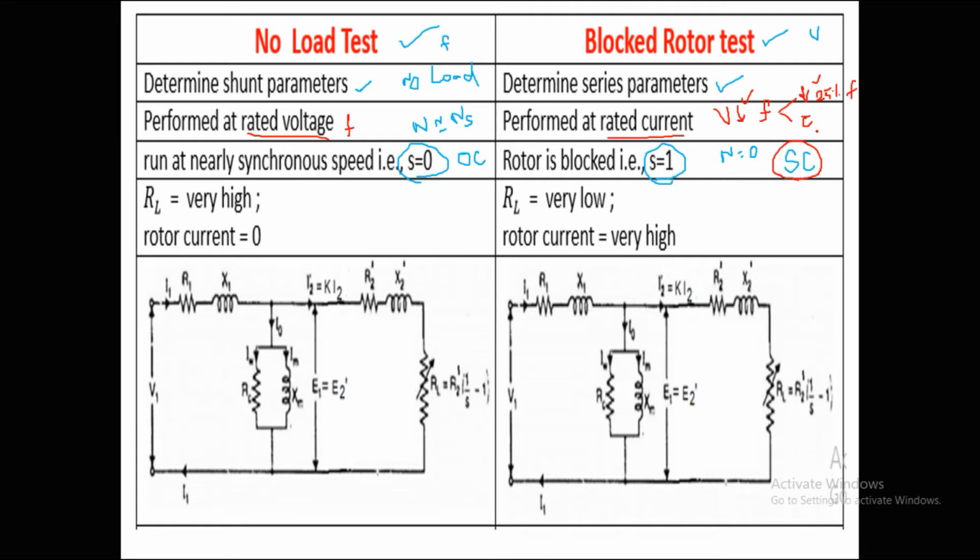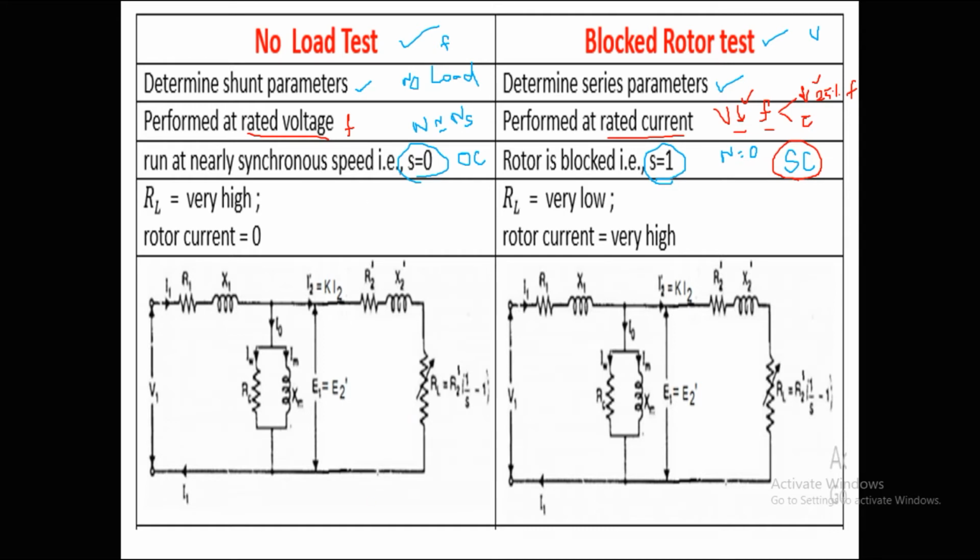Whereas if you are going with a blocked rotor test for a smaller machine, we can have a reduction in voltage and maintain constant frequency. So on the whole, we are just going to operate the machine with a rated current for the blocked rotor test. In the no load test, we are going to have a rated voltage and frequency.